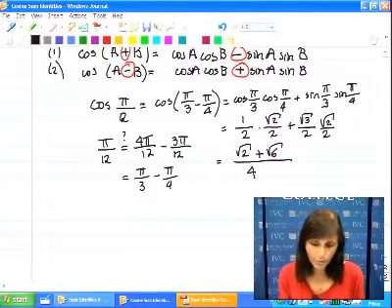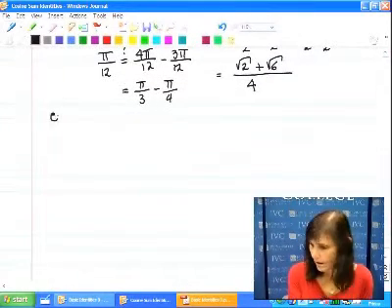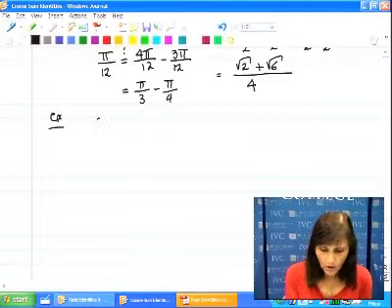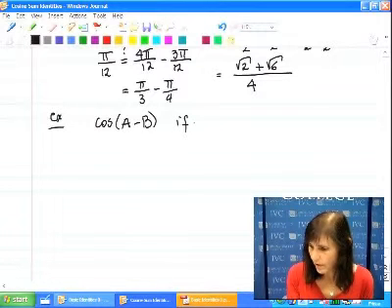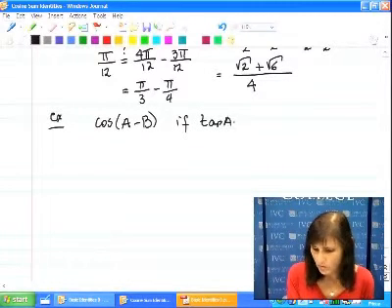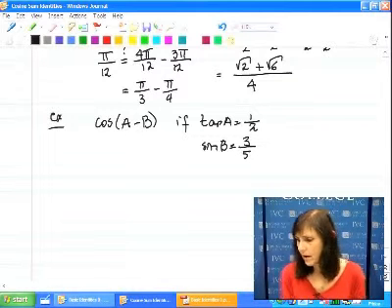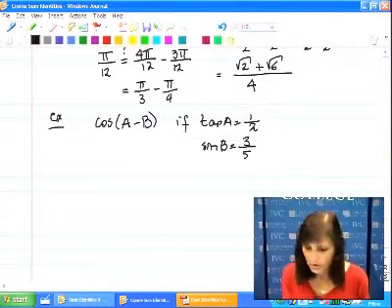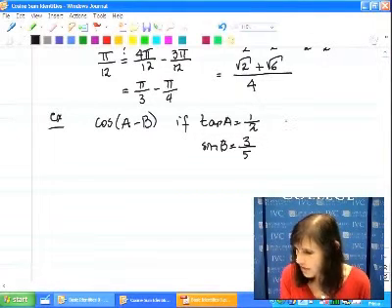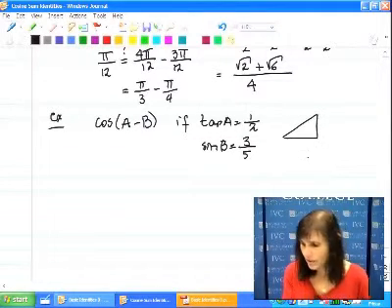Let's try to do another problem that is a little bit harder. What is cosine of A minus B if tangent A is 1/2 and sine B is 3/5? Yikes. Alright. I know the tangent. So that means I need to take the tangent inverse, or I can just remember the right angle trigonometry.